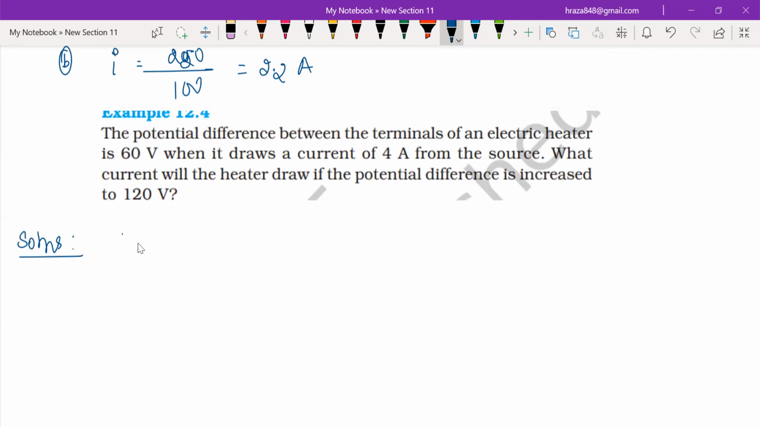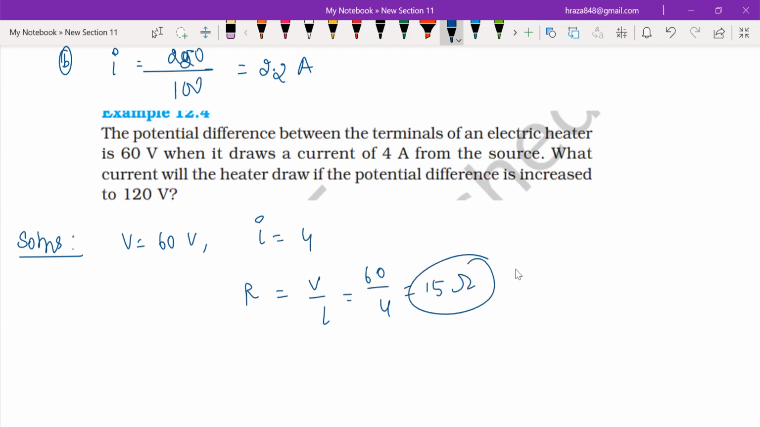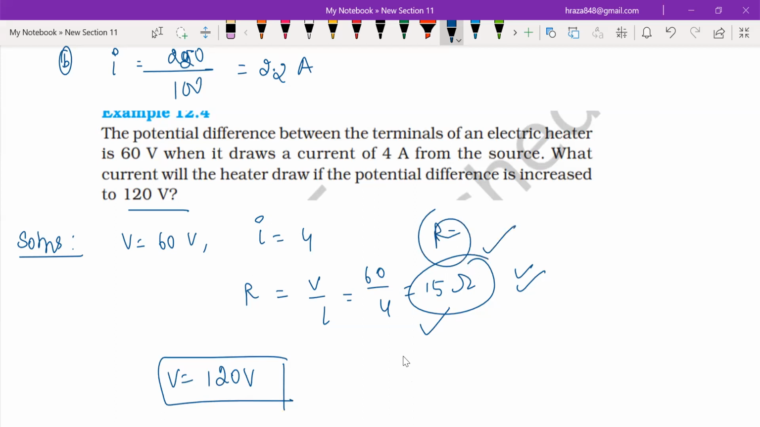Okay. Potential difference is 60 volt, I is 4. So you calculated V upon I, that is equal to 60 upon 4, that is equal to 15 ohm. Now you increase the potential in the same wire, that means resistance is the same. So I will be equal to V upon R, which is equal to 120 upon 15. So it will be 8 ampere.